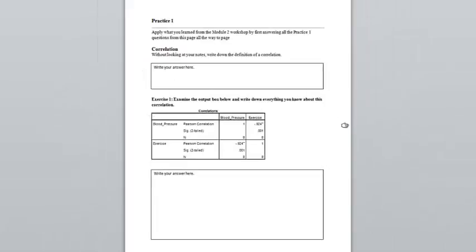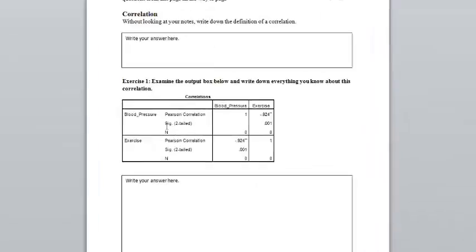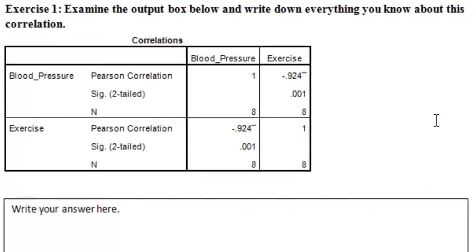Okay, so now for the first exercise, I want you to look at the correlational box here, and I want you to write your answer down here, everything you know about what is going on in this correlational output box. So if you need time, stop the video, do so now. Otherwise, I'm going to go through and explain the different items you should have picked out based on this correlational output box.